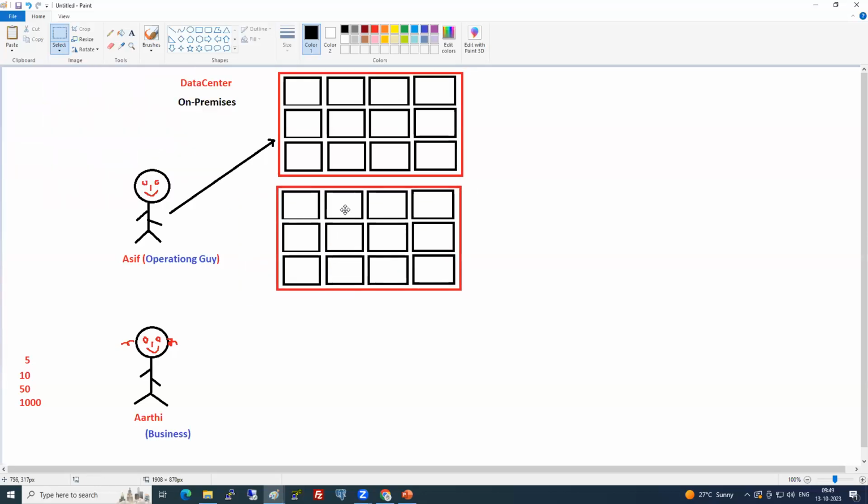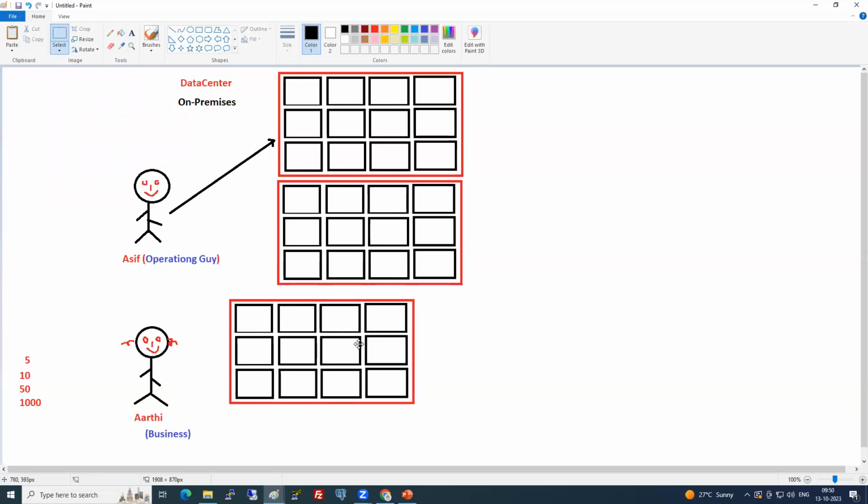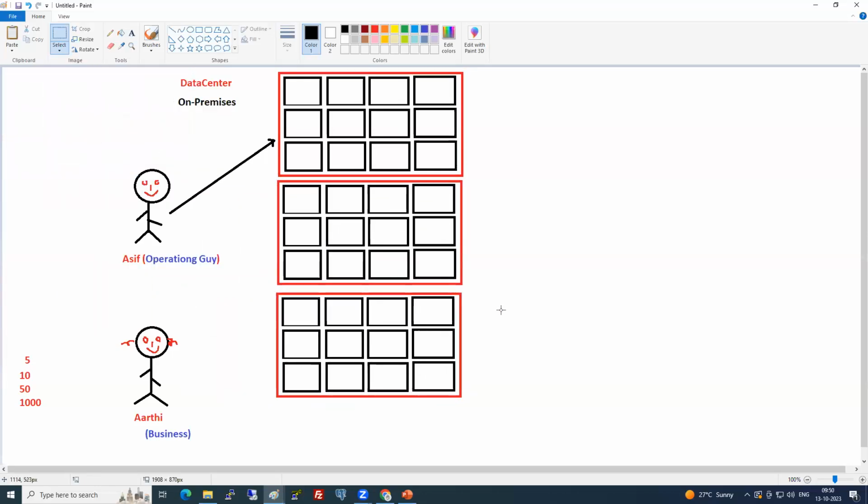And now data center has become 2. Aarti is very good in business, no? That's why she's getting so many projects. And finally, how many data centers has happened now? 3 data centers. Now, handling one data center itself is difficult. Now, Asif is handling how many data centers? 3 data centers.